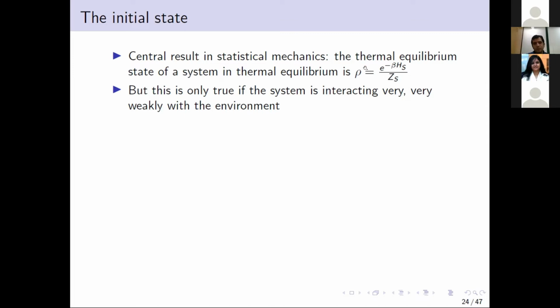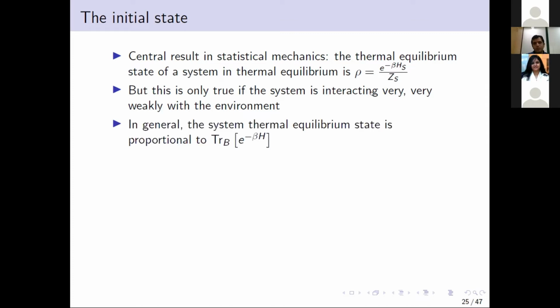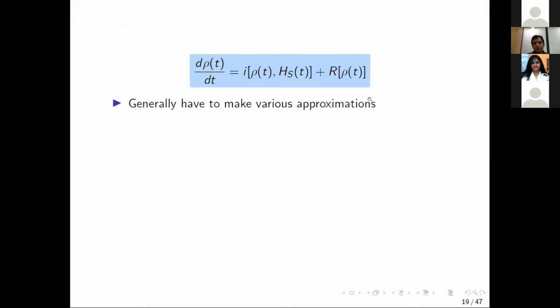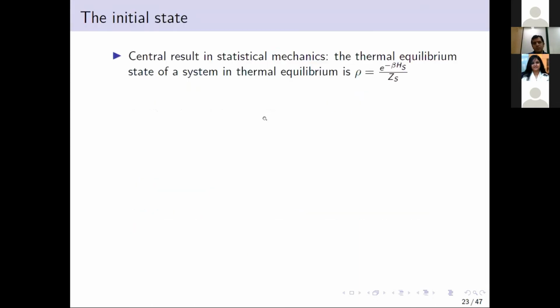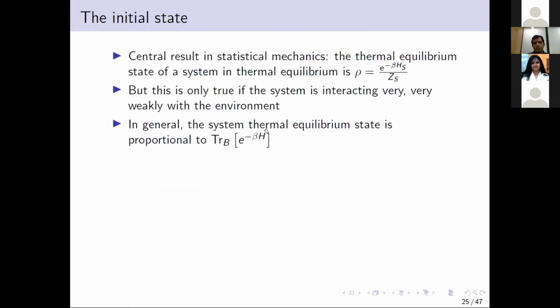So this is actually not the thermal equilibrium state if the system is interacting strongly with the environment. In actual fact, you have to consider the system and environment together as one big system, and consider the thermal equilibrium state for this combined big system. If you're looking at the thermal equilibrium state only of the system, then take the trace over the environment. That's essentially what I've done over here. So the system thermal equilibrium state is proportional to this, where H is the total Hamiltonian: system plus environment plus the interaction between them, and you take the trace over the environment.